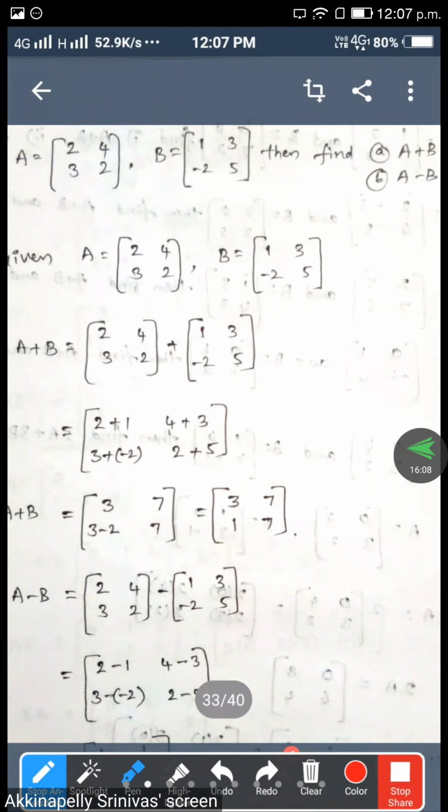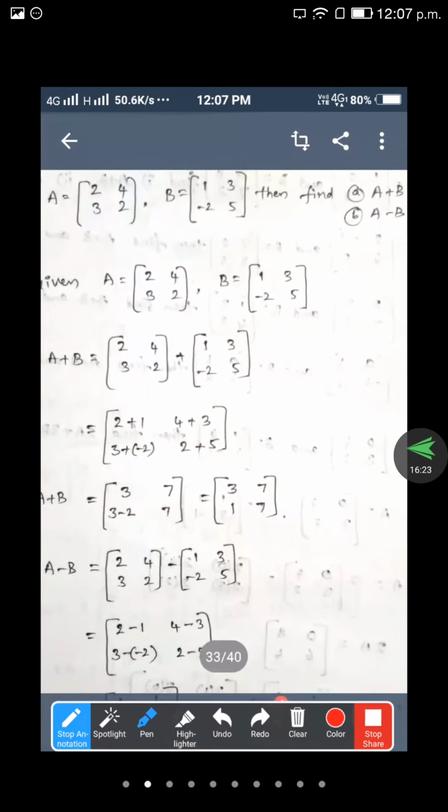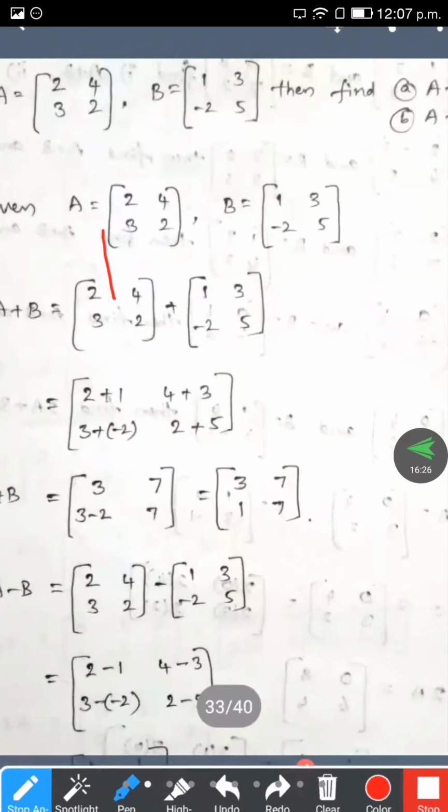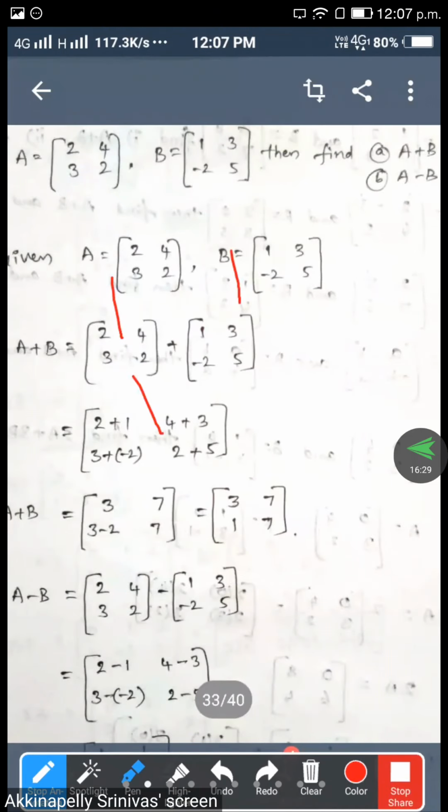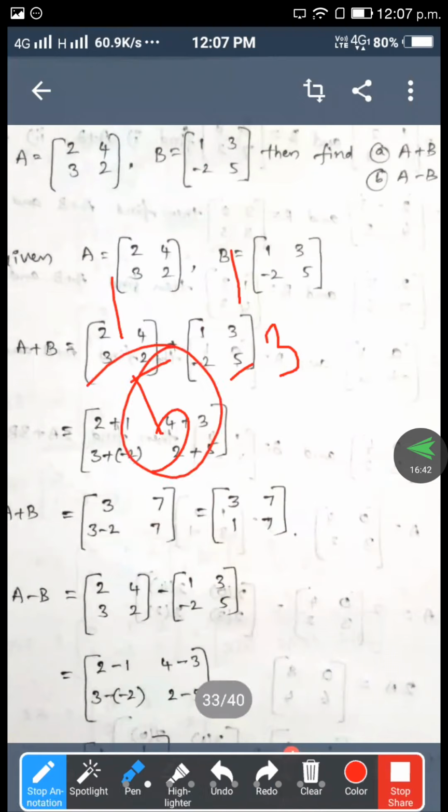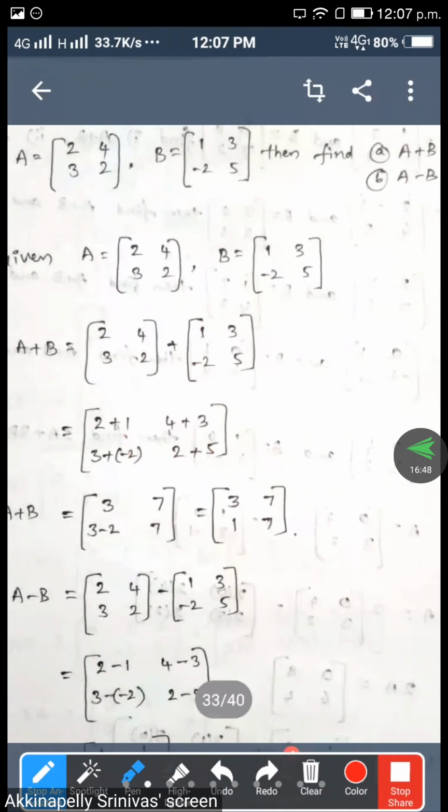Tell me the answer for A minus B. 1, 1, 5, minus 3. 5 minus 3. Yes. Whoever said 5 plus 1 is wrong. Right, see for this, A minus B equals 1, 1, 5, minus 3.